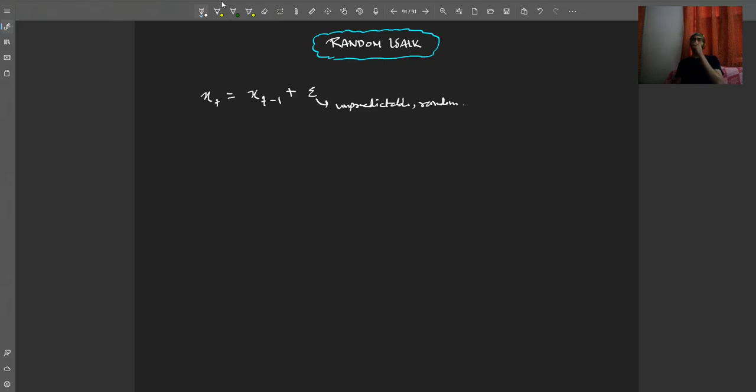Now, why am I calling this a special case of autoregressive? An autoregressive model looks like this: xt is equal to b0 plus b1 xt minus 1 plus error. This is an AR1 model. Now, let's make b0 equal to 0 and b1 equal to 1. This becomes exactly like the random walk equation: xt is equal to xt minus 1 multiplied by 1, which is the b1, plus the error. So this is a special case of the AR1 model, the random walk.